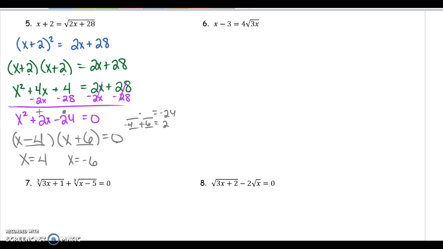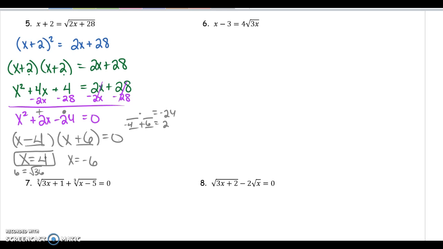So let's plug in 4. What is 4 plus 2? 6. So we plugged in 4 on the left and we got 6. Now plug in 4 on the right side. 2 times 4 is 8. 8 plus 28 is 36. So 6 equals the square root of 36. Is that a true statement? Yes, that solution works.